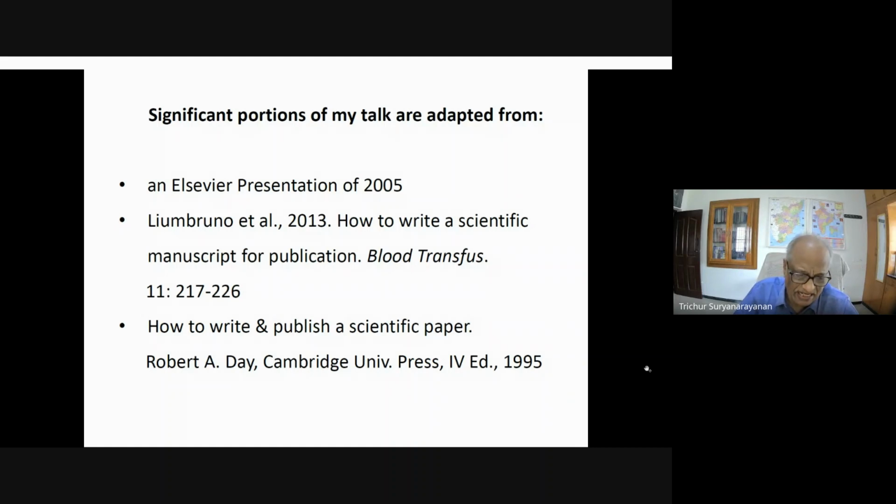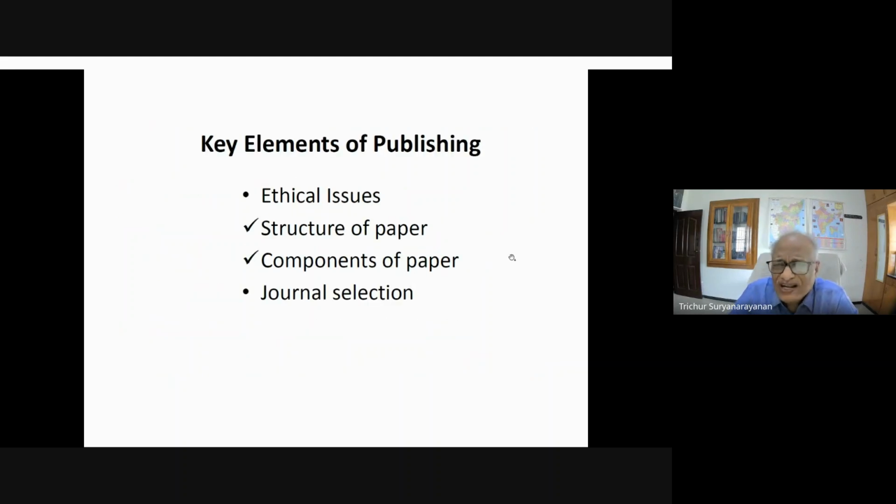And then, because he has been a reviewer of many papers and he has been on the editorial board of several journals, the examples that he gives are, I mean, what shall I say, true examples. So you will be surprised, and that will really go into your head. So that's one thing. Now, what are the key elements of publishing?